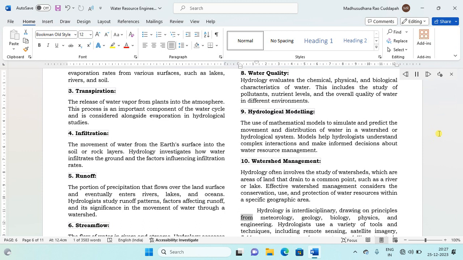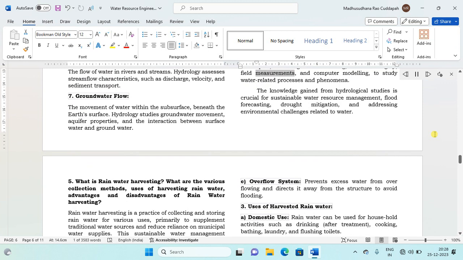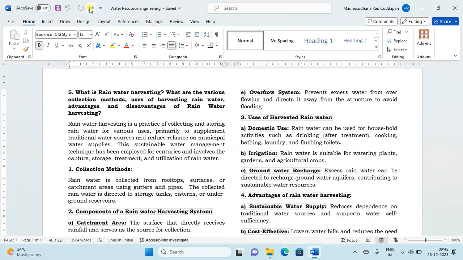Hydrology is interdisciplinary, drawing on principles from meteorology, geology, biology, physics, and engineering. Hydrologists use a variety of tools and techniques, including remote sensing, satellite imagery, field measurements, and computer modeling, to study water-related processes and phenomena. The knowledge gained from hydrological studies is crucial for sustainable water resource management, flood forecasting, drought mitigation, and addressing environmental challenges related to water.